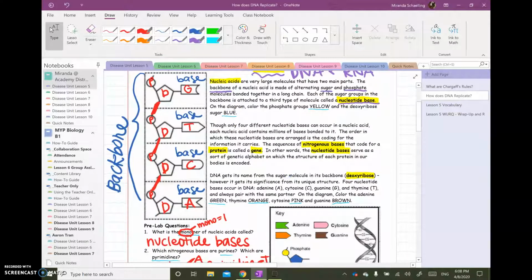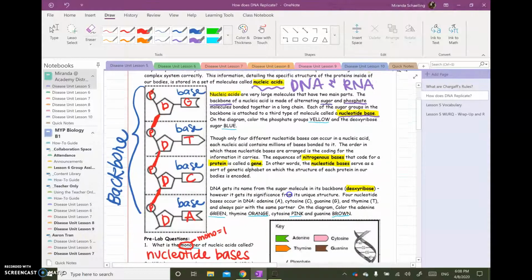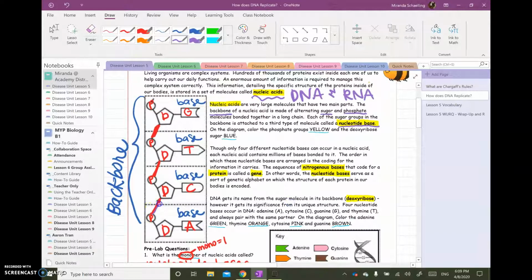So I didn't color them in here because it was going to take me forever, but I colored them in here for your reference. So the phosphates are yellow and the deoxyriboses are blue. And remember, anything that ends in ose is a sugar. And then I drew the connection. So I connected the phosphate and the sugar so that you could see how the backbone is formed.